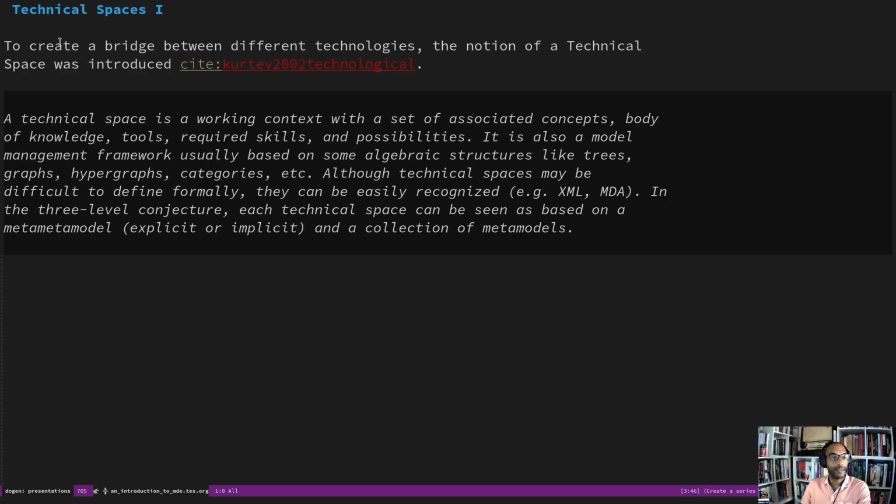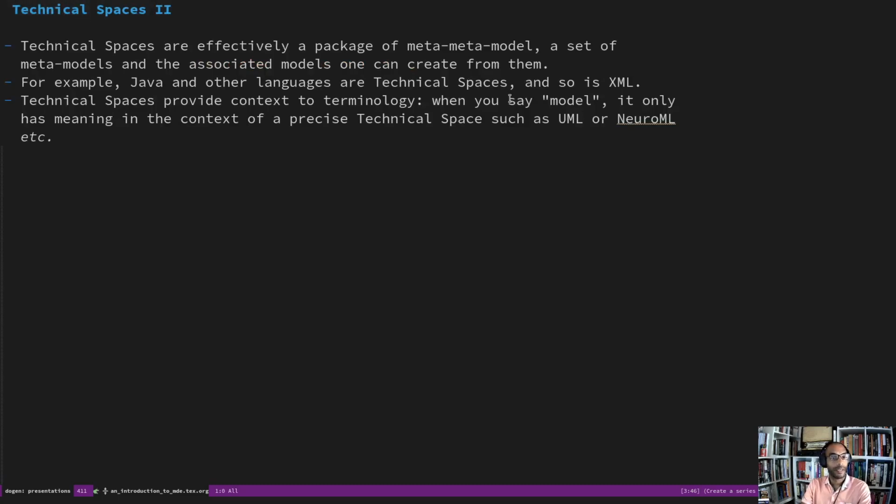And the idea then being that once you think of the world in that sense, in terms of technical spaces, you can then start to think of bridges between technical spaces. So if you think of one or more meta models, and all the things that come out of those meta models, in other words, once you start instantiating the meta models, you're going to create specific code for your system. All those things are bundled up together in that technical space.